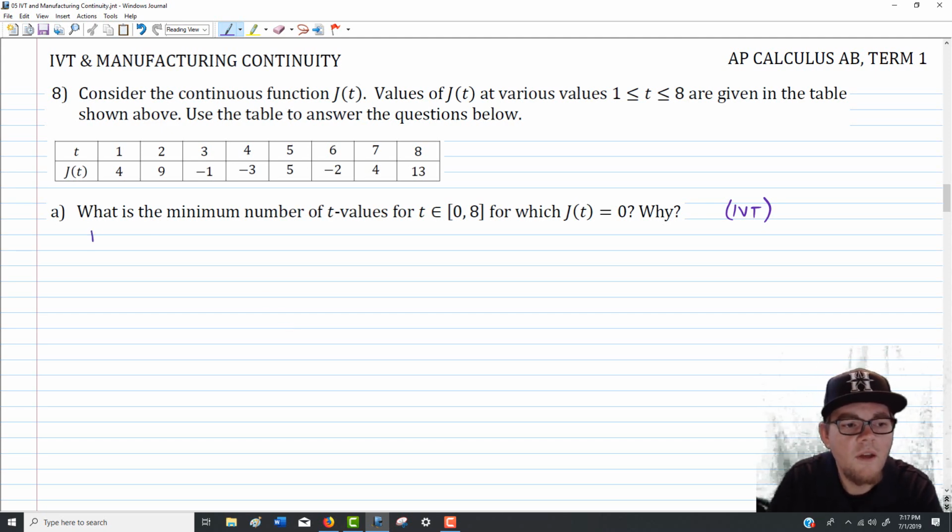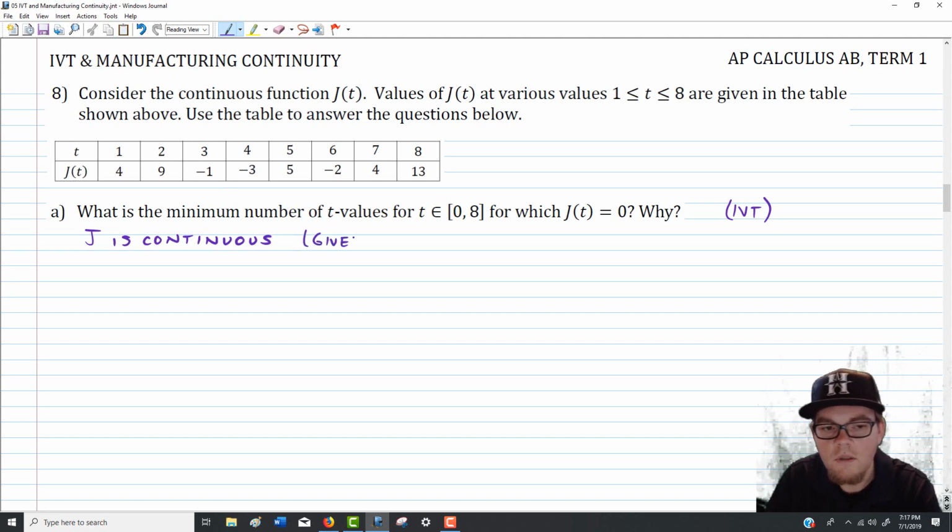So in here, a couple things. First, j is continuous. And again, since I'm thinking intermediate value theorem, I think it's important to do. How do I know j is continuous? It was given to us. They told me it was continuous right here. Consider the continuous function j of t. That's awfully generous of them, because otherwise it's just a bunch of random points. So good stuff. So we know continuity.